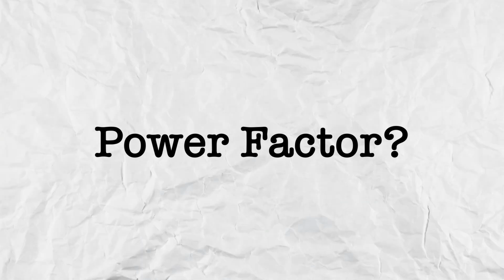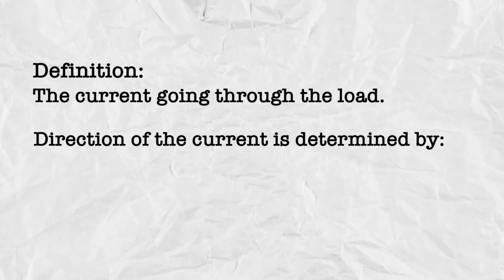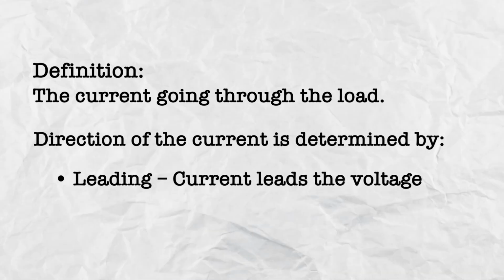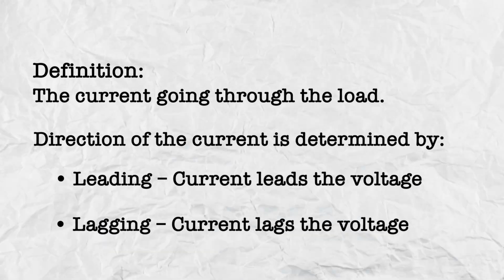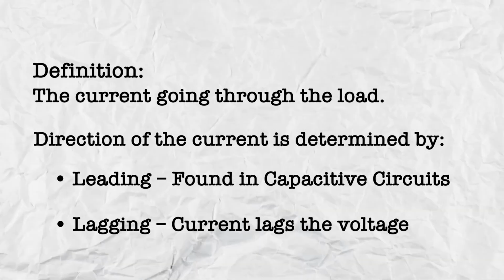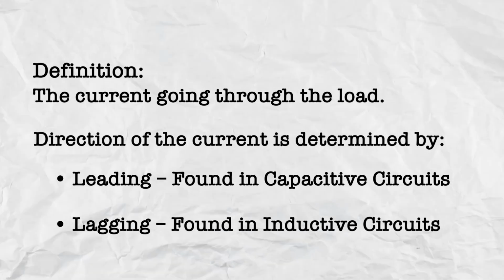Well, power factor is defined simply as the current going through the load. But the direction of the current determines whether the power factor is leading, where the current leads the voltage, or lagging, where the current lags the voltage. If it leads, then it's typically found in a capacitive circuit. However, if it lags the voltage, then it's typically found in inductive circuits.